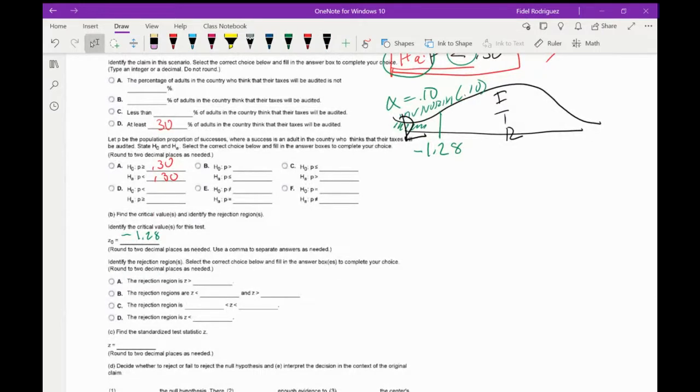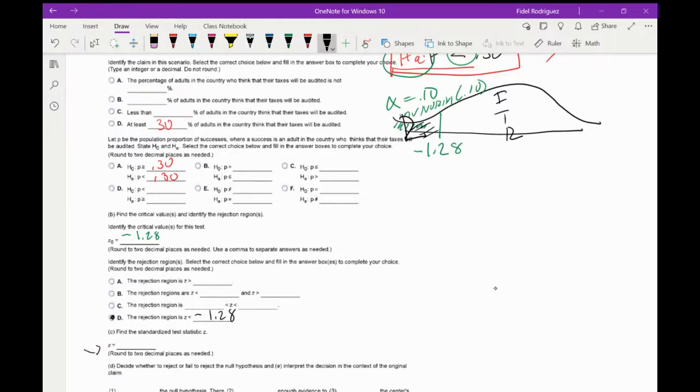Now it's asking me here, where's my rejection region? Choice A, B, C, or D? Since we're looking to the left of negative 1.28, we're going to choose D, to the left of negative 1.28. That's my rejection region.